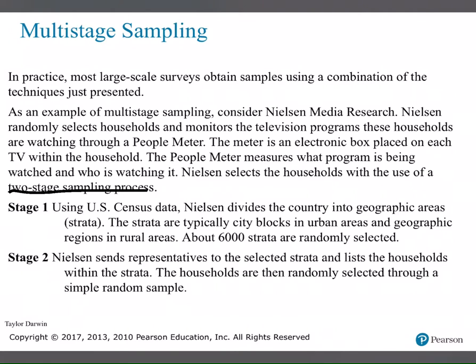The first stage is using the census data. We divide the country into areas. Those are the strata, and they are typically city blocks in urban areas and geographic regions in rural areas. About 6,000 strata are randomly selected. Once we do that, we send representatives to those selected strata and list the households within the strata, and then they're randomly selected. So we basically had a stratified sampling method used in stage 1, and then we had a simple random sample in stage 2.